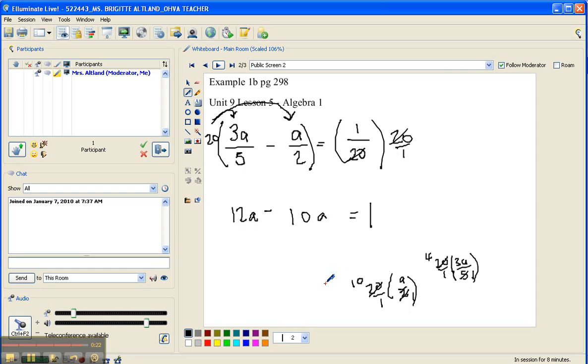Now this is a much easier problem to solve when you have gotten rid of the fractions. So just remember to find that common denominator and then multiply both sides by that number.